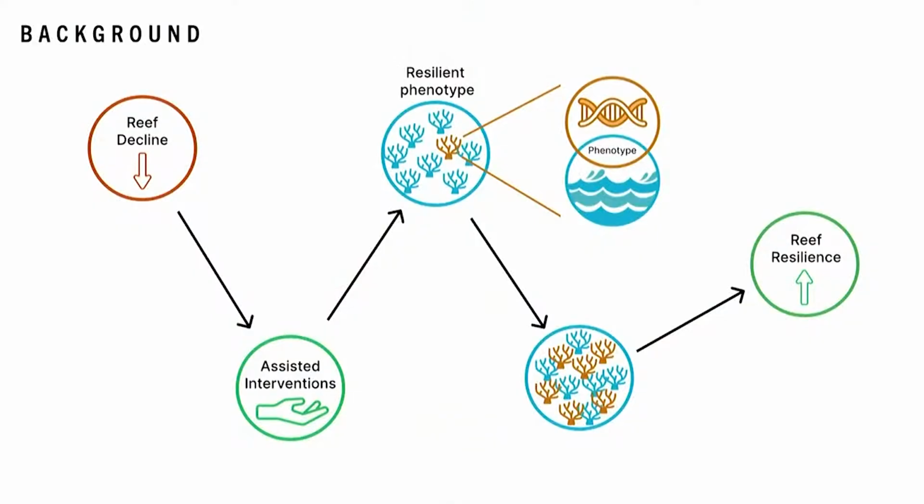Now, corals with identified advantageous traits such as heat or disease tolerance have the potential to bolster reef resilience through increasing the biomass of strong performers within the population, as well as amplifying the abundance of stress-resilient genes within the gene pool.